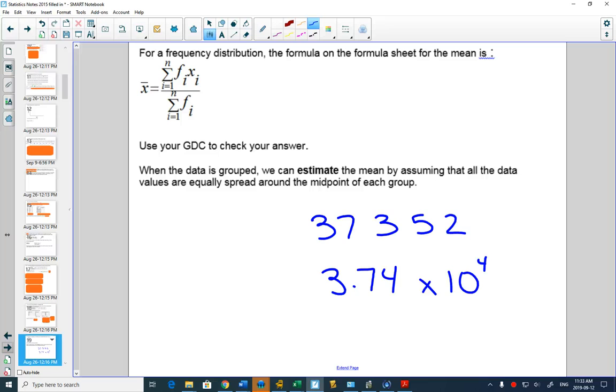Right? Or the zeros at the end are not significant. So this would be 3 sig figs. Personally, you're going to find that the scientific notation is going to be easier for you than the zero stuff. Okay?